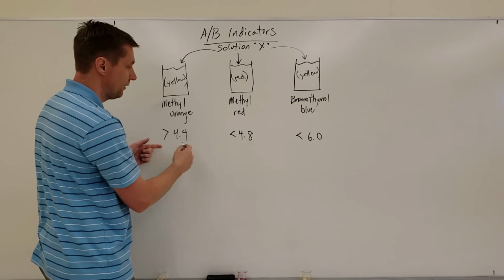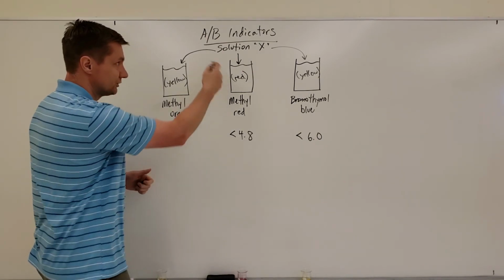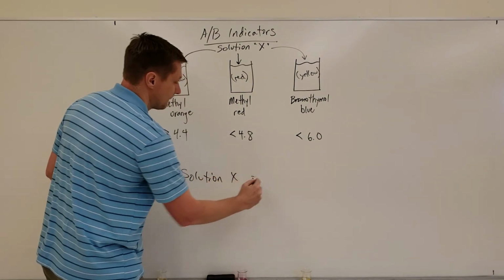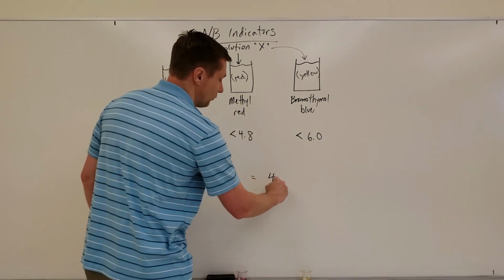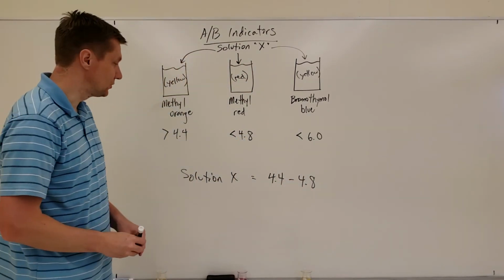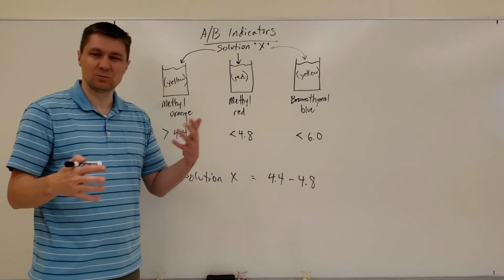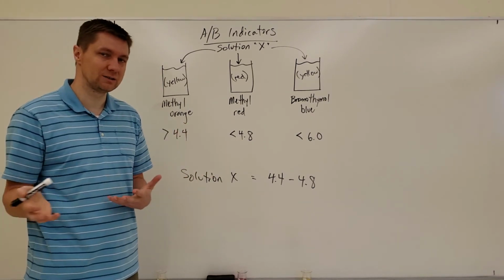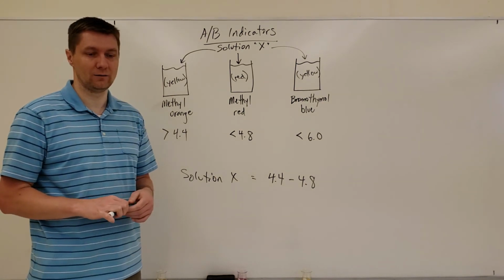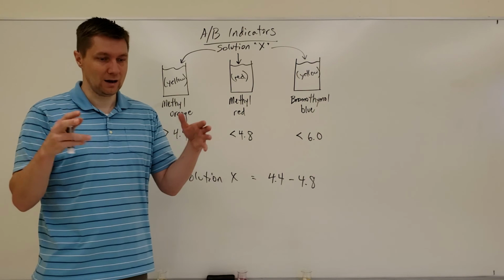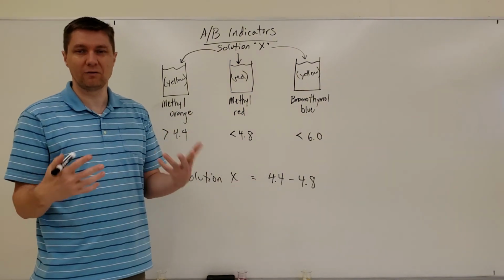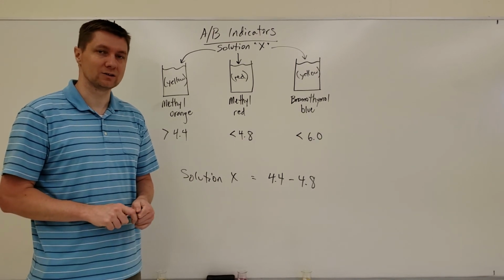I can see here now that my range for this solution, solution X, is going to have a pH range of somewhere between 4.4 to 4.8. And so this helps us with our understanding of how acid-base indicators are used, and gives us a better understanding of how we can take an unknown solution and identify its pH to a pretty accurate level if we have enough indicators that we can test that solution with.